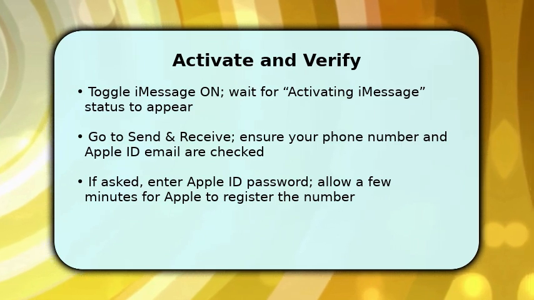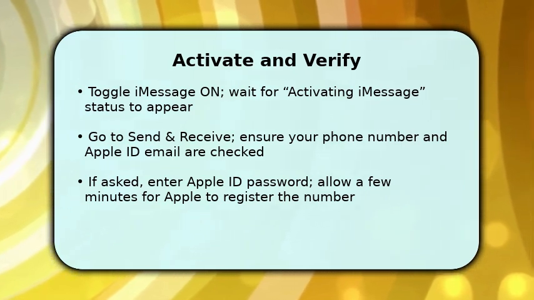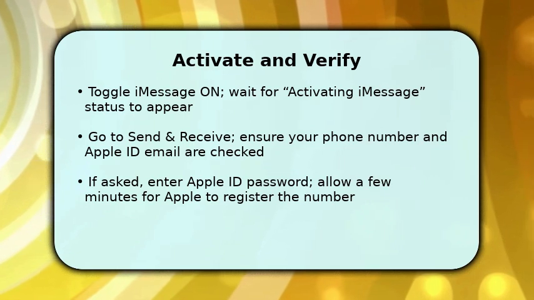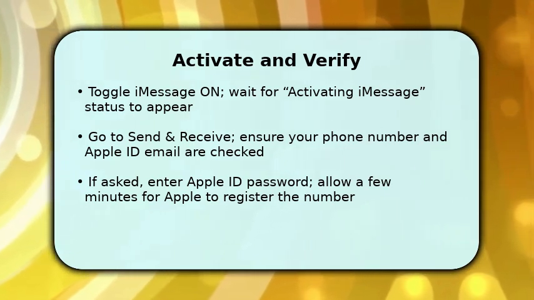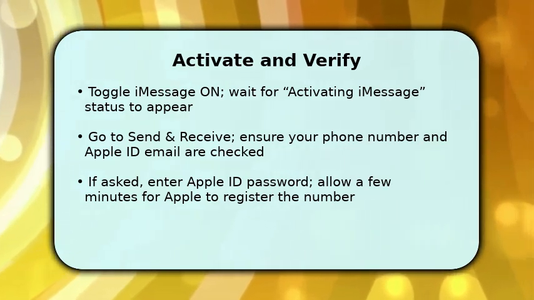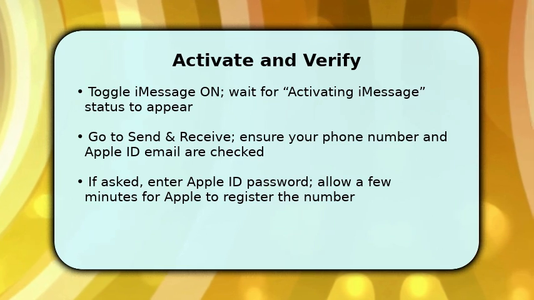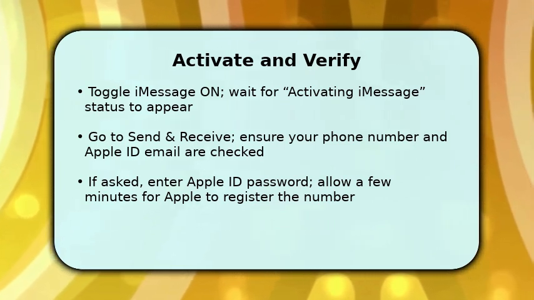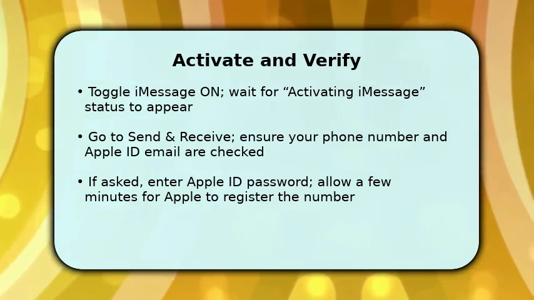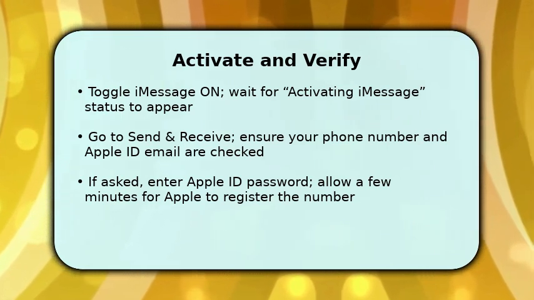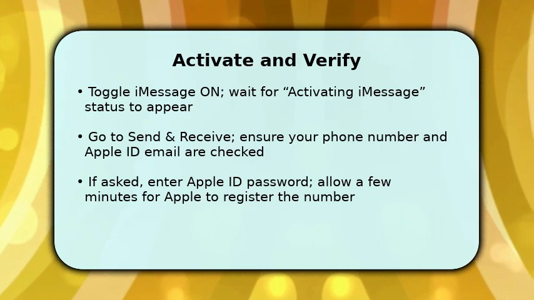Next, tap Send and Receive, then check the box next to your phone number and your Apple ID email so both can send and receive messages. If prompted, enter your Apple ID password to confirm. Be patient, registration sometimes takes a few minutes. If the number doesn't appear, try toggling iMessage off and on again to restart the activation.